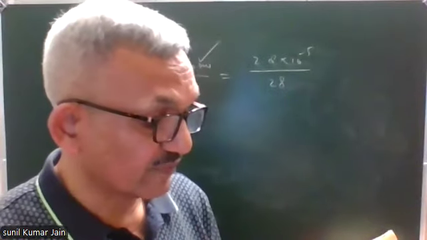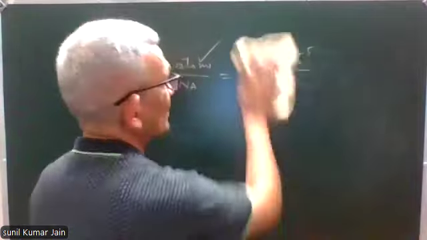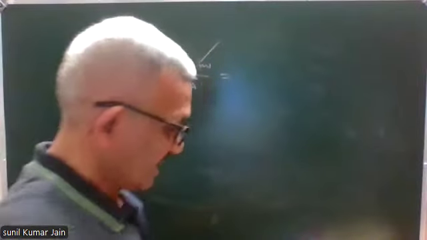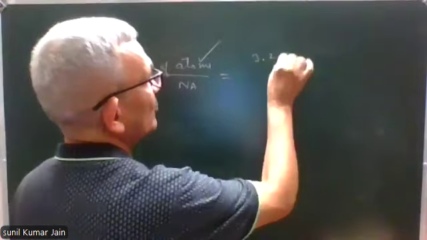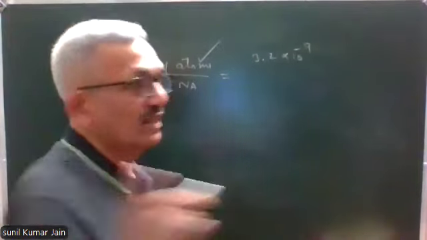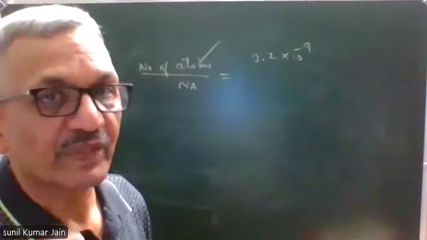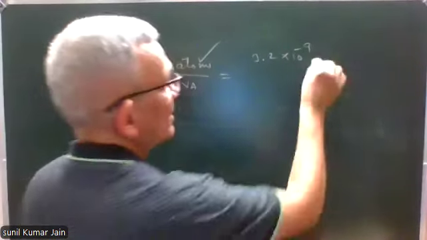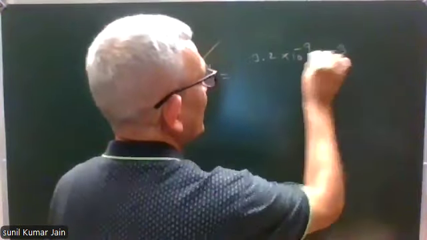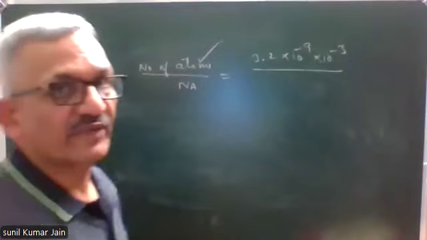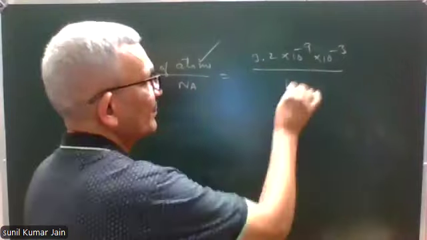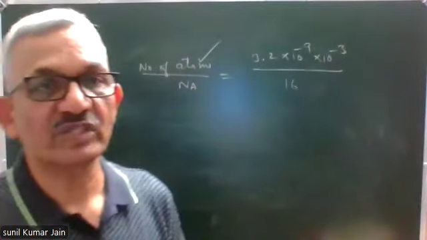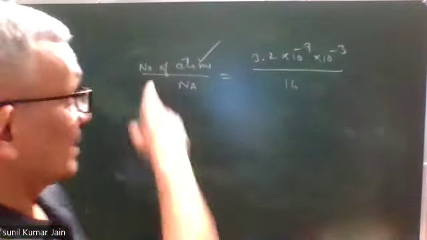Fifth, now we have to calculate the number of atoms. So in this case, the weight is 3.2 into 10 to the power minus 9. We are given milligrams. We'll convert milligrams into grams, so divide by 1000. For the number of atoms we will use the atomic weight. And this is oxygen. The atomic weight of oxygen is 16. You'll get the answer. Again, the numerator.